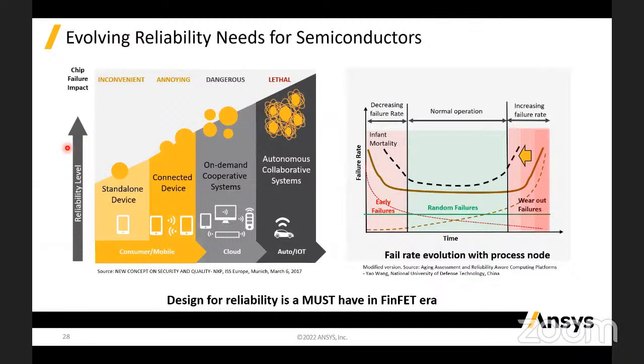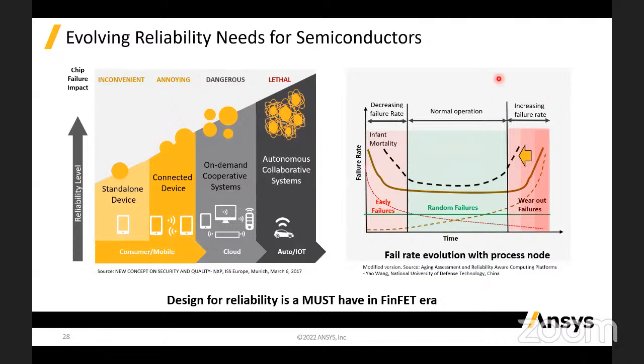Now, if you look at the reliability level today, it is increasing as the devices migrate from being a standalone device, and then into a connected device, which then evolves into a cooperative system on demand, as in the cloud era, and finally into an autonomous collaborative system like in ADAS or an autonomous vehicle. Looking at the chip failure impact, in a standalone device it's mostly inconvenient. In a connected device, it can become annoying, but it becomes dangerous in a cooperative system, and it becomes lethal in the latest autonomous systems where safety and reliability become paramount.